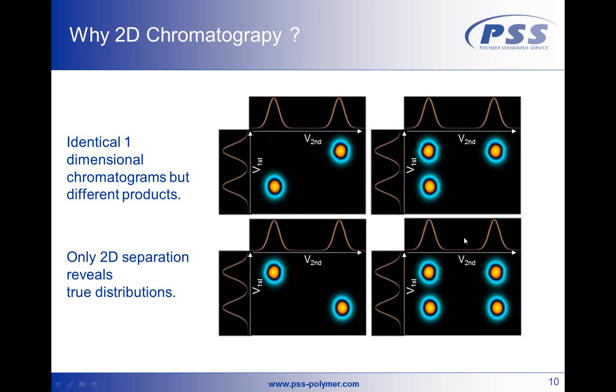So the two-dimensional representations, either if you have a GPC representation or an HPLC representation, or both of them, will not give you the true information how heterogeneous and how complex your sample is. And that is why we would like to use two-dimensional chromatography.